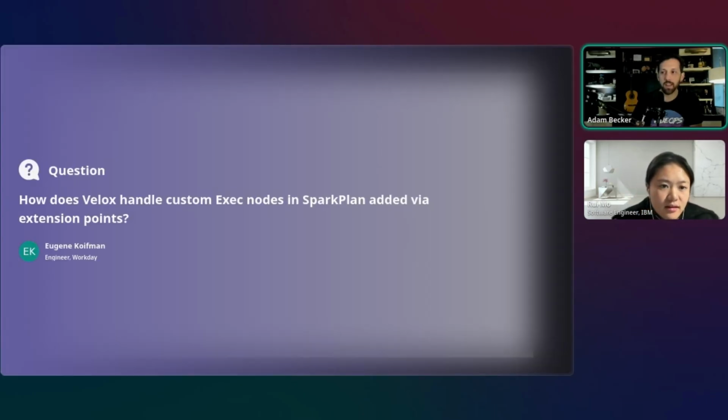How does Velox handle custom exec nodes in Spark Plan added via extension points?